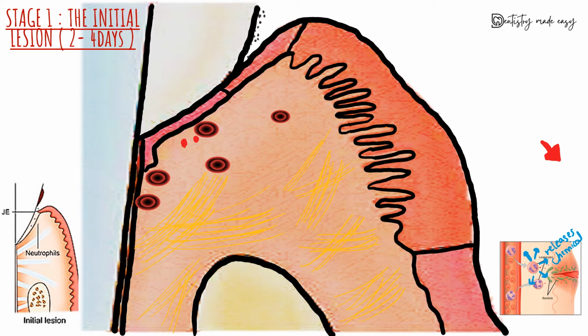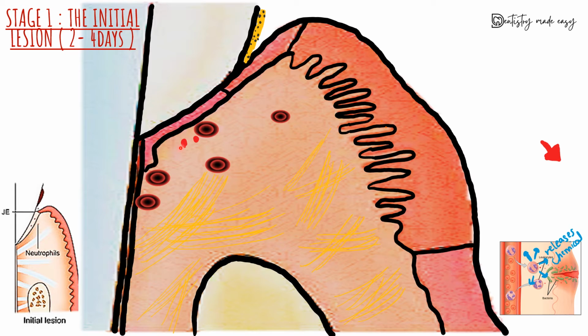Now we are going to see each stage in depth. Gingivitis starts with plaque accumulation. This plaque contains bacteria. These bacteria and their toxins from the gingival sulcus will penetrate through the intercellular areas present in the junctional epithelium to enter the connective tissue, and that will lead to the beginning of the inflammation, which starts in 2 to 4 days of plaque accumulation, and this is known as the initial lesion, that is your stage 1.